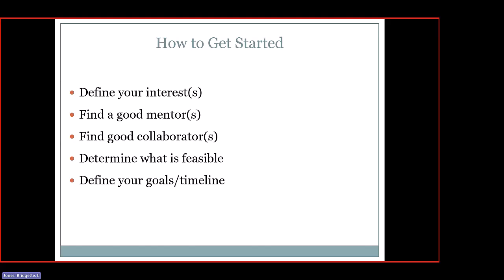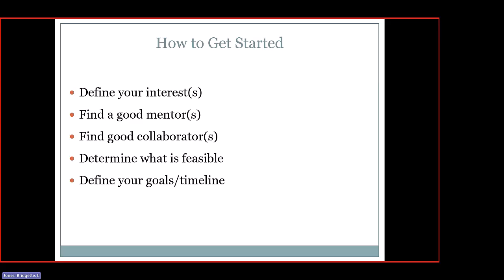So first, figure out what you are actually interested in the most. Are you interested in asthma? Are you interested in food allergy? Are you interested in drug allergy? What are you really interested in? That will make things a lot easier if you're doing a project that you're actually interested in, rather than a project that just your mentor is interested in. That just makes the process a whole lot easier.